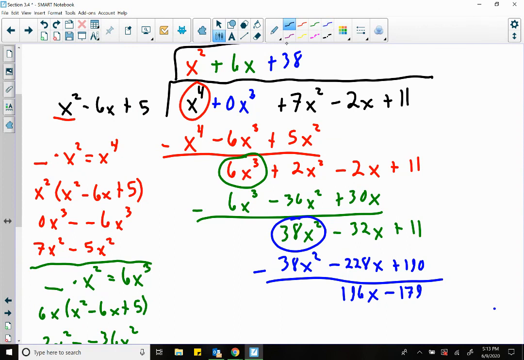This guy right here is your quotient. And then this one right down here, that is the remainder.